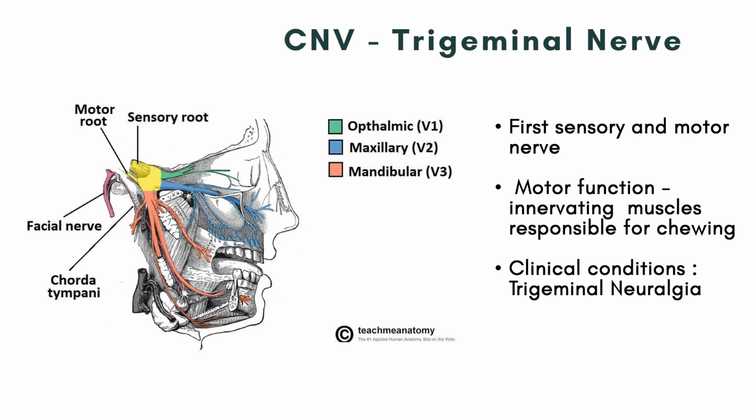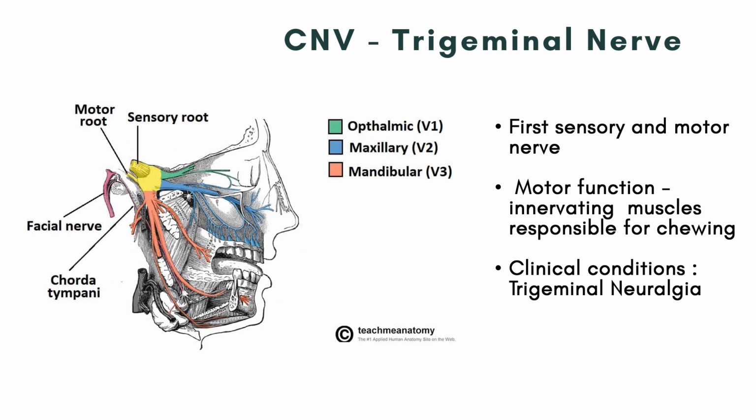The trigeminal nerve also has a motor function that controls the muscles responsible for mastication, also known as chewing. The motor fibers are part of the mandibular branch and innervate the muscles involved in biting and chewing, such as the masseter muscle. The trigeminal nerve is also involved in various reflexes, including the corneal reflex, which is the blink reflex, and the jaw jerk reflex. These reflexes help to protect the eyes and maintain muscle tone in the jaw.